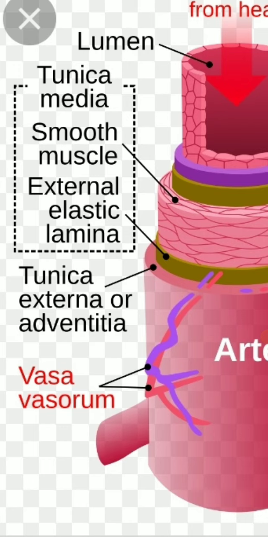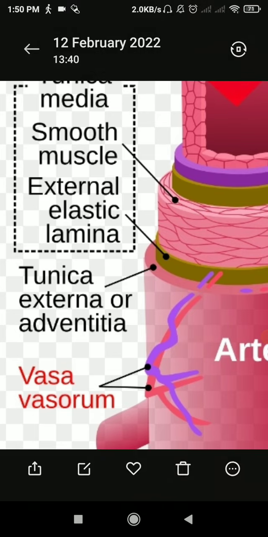So similarly there will be vasa nervorum, that is autonomic nerve supplying the outer portion of the blood vessel and allowing the functioning of the blood vessel according to the requirements.